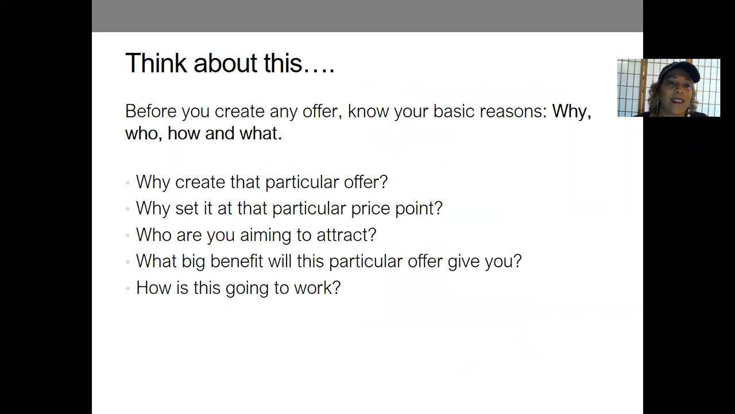So think about this. Before you create any offer, know your basic reasons why, who, how, and what. So what is the offer? Why create the particular offer? Why set the particular price point? What are you aiming to attract? And what is the big benefit this particular offer gives you? And how is it going to work? That's what you want to think about.